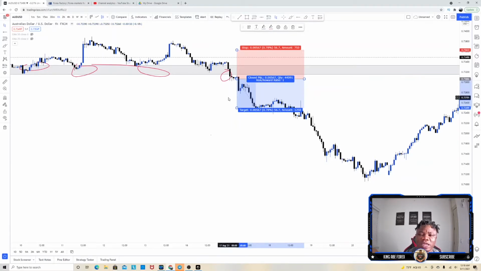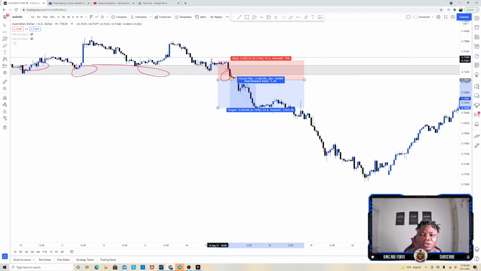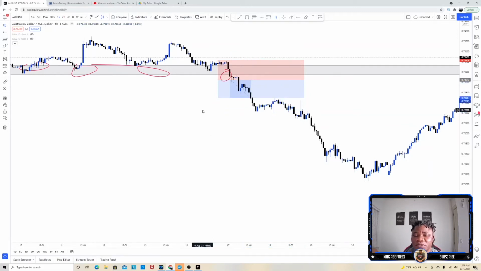Now to set our stop loss, we can have our stop loss right above this zone over here, and that's for about 38 pips. Now to set our take profit, all we have to do is, because when it comes to getting into a trade, you need support and resistance. And when you're trying to set your take profit, you also need support and resistance.